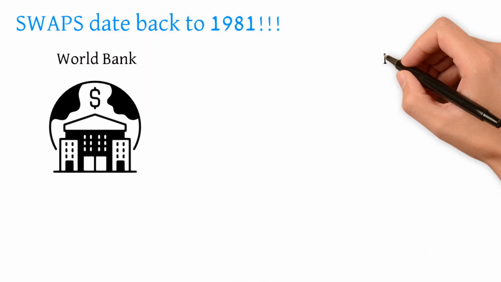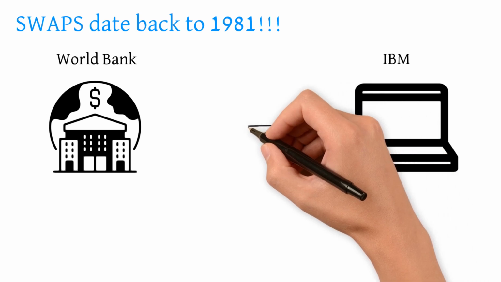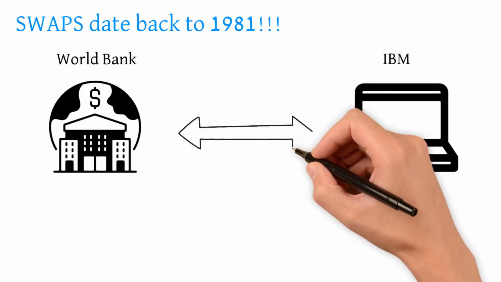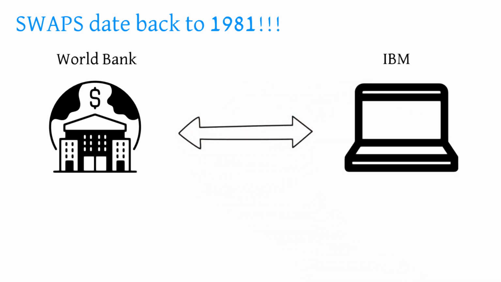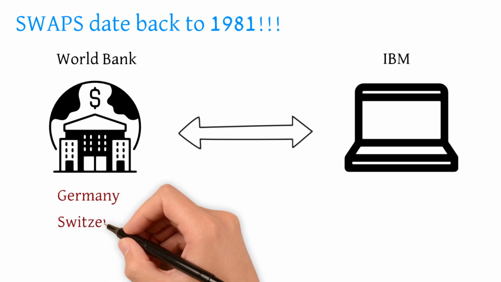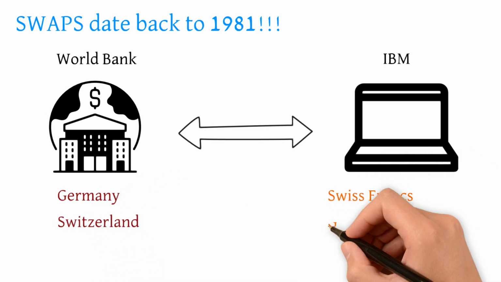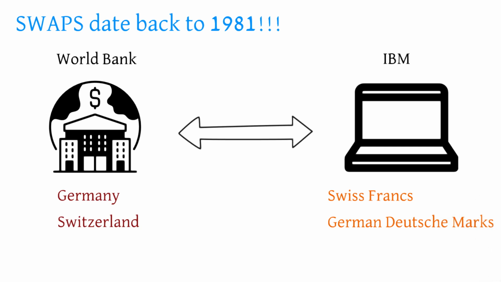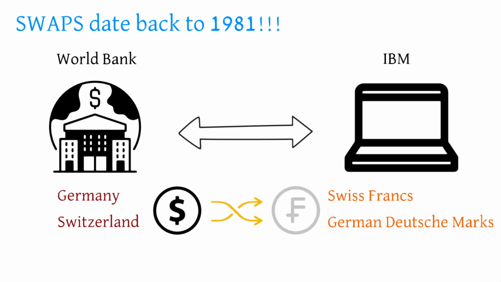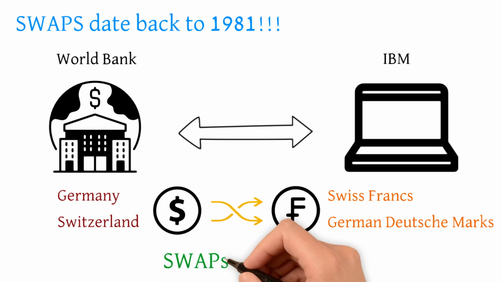Swaps are a broader concept and they date back to 1981 when the World Bank and IBM entered into a symbiotic relationship with each other. The World Bank had reached its cap in Germany and Switzerland, but IBM had a huge amount of debt which was priced in Swiss francs and German Deutschmarks. The World Bank borrowed money in US dollars and swapped those for the franc and the Deutschmark obligation. This is when swaps were born.